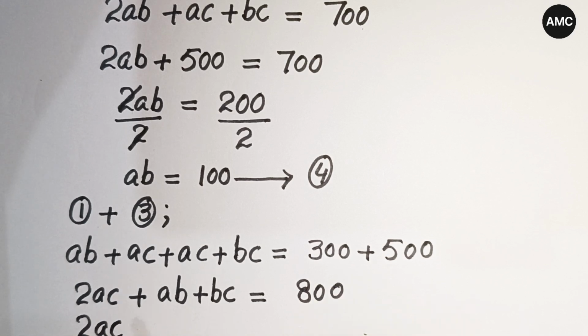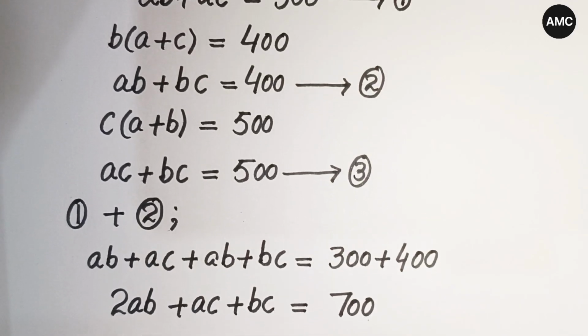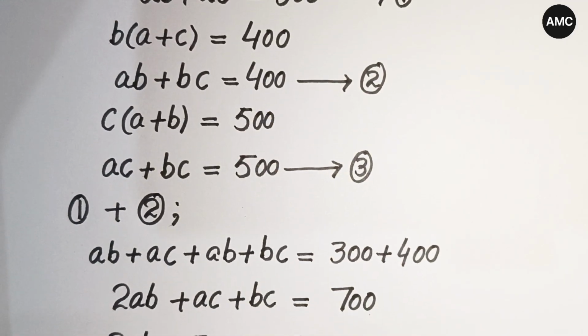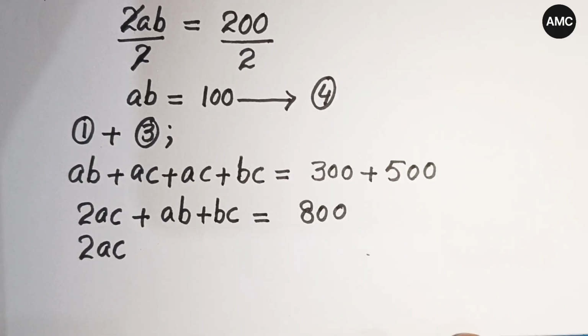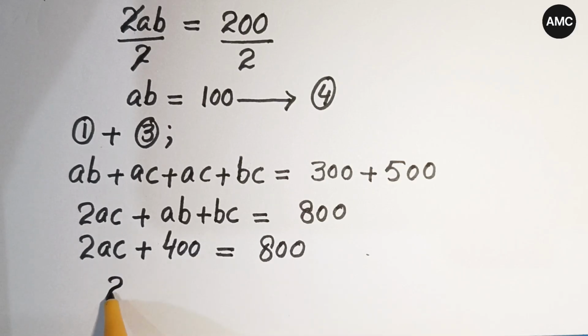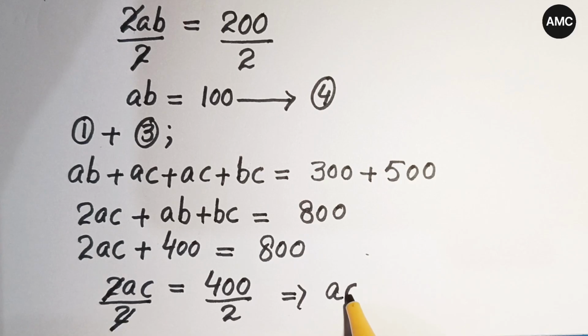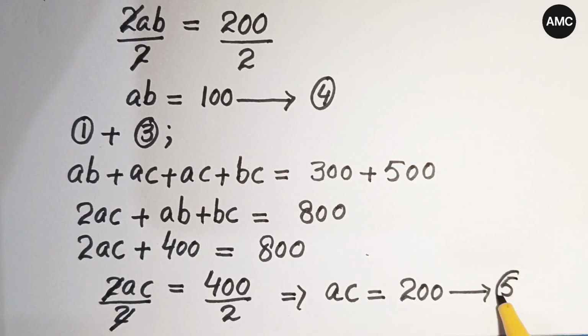Now 2 times a times c, and here ab plus bc we have from equation 2, the left hand side of equation 2 is ab plus bc, which is equal to 400. Putting the value of ab plus bc here, we have plus 400 equal to 800. Now 2 times a times c is equal to 800 minus 400, that is equal to 400. If we divide by 2 on both sides, 2 is cancelled, and we have the value of ac is equal to 200. It is our equation number 5.